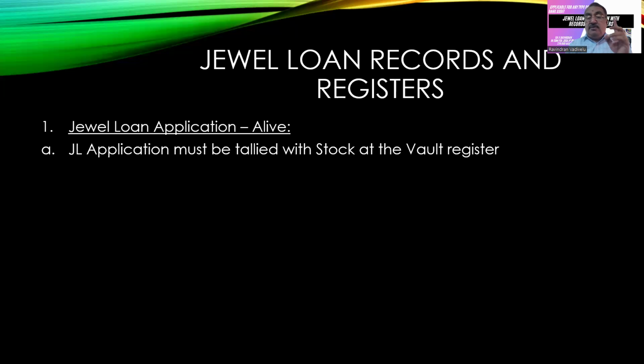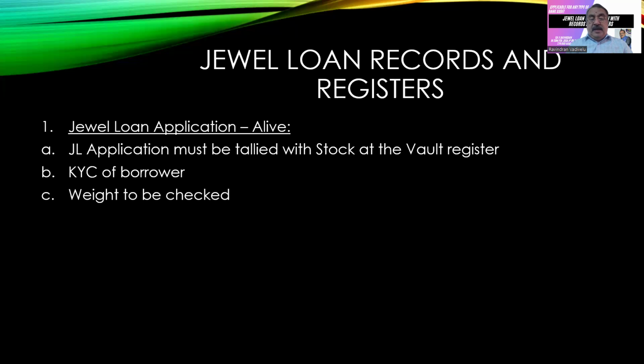So first, you have to get the jewel loan application and it must tally with the stock in the vault register. Then you have to verify the KYC of the borrower with reference to the jewel loan. And the weight has to be checked: what weight has been entered by the appraiser in the application, and whether the loan has been sanctioned according to the weight mentioned in the jewel loan application.